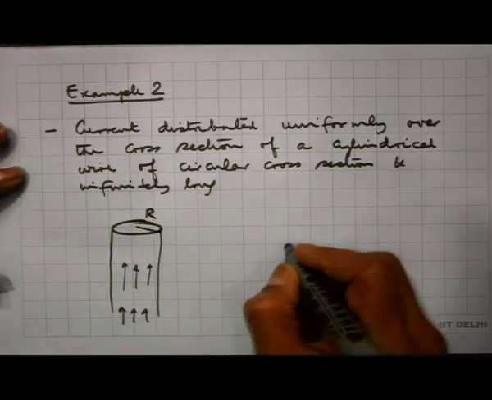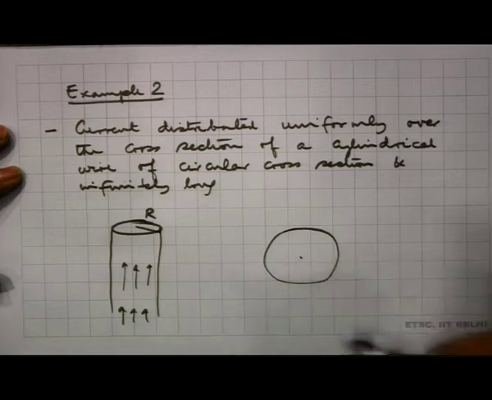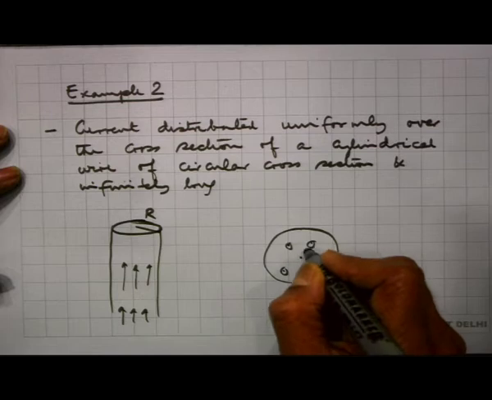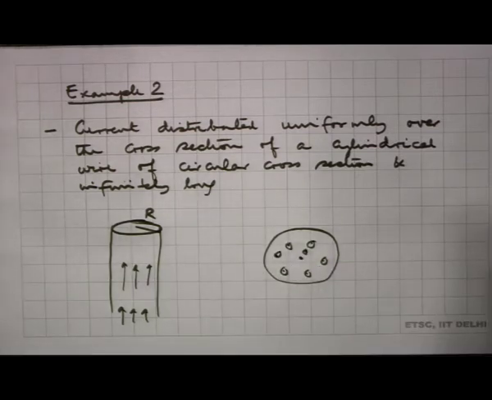So, the top view will be looking like this. I have a circular wire. Current is flowing towards me at every point, equally distributed, and so I have to find the magnetic field of this both inside the wire as well as outside the wire.